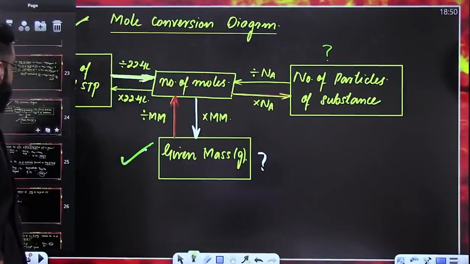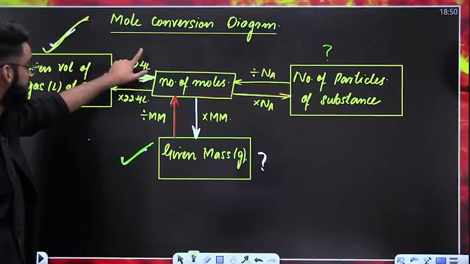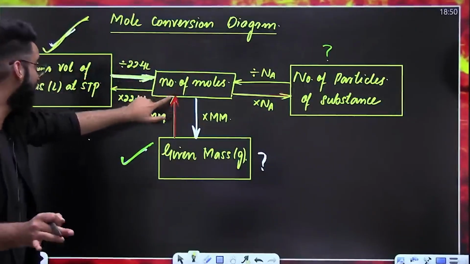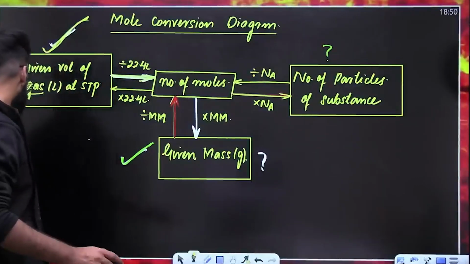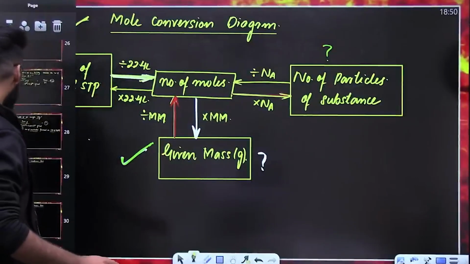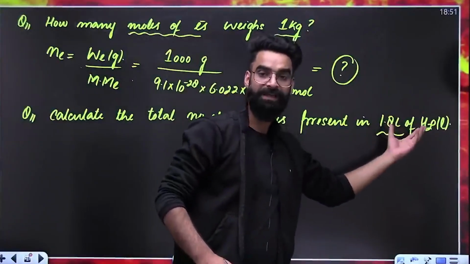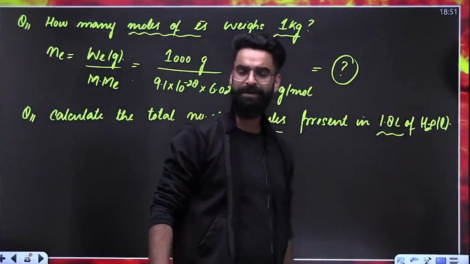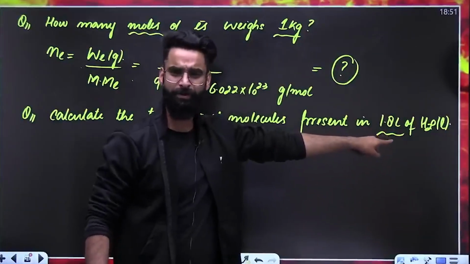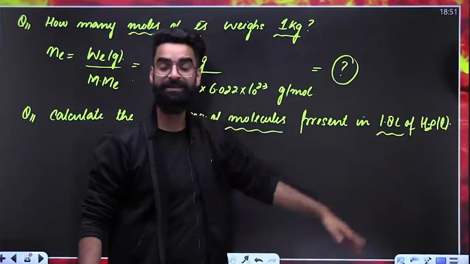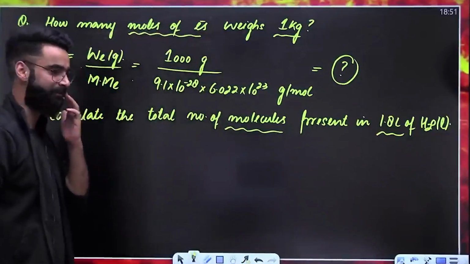Why is that? The first formula, given volume divided by 22.4 liters, which gives you number of moles, is only valid for gas, and the gas has to be present at STP. But are we given a gas or a liquid? We are not given a gas. So you cannot divide this volume by 22.4. That's only valid for gases. Here water is present in liquid state. So how will I solve this question?